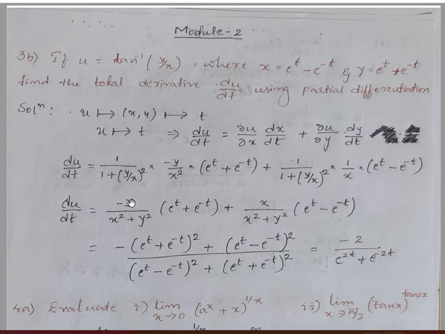And y value is known for us. So, it will be of the form a into a square plus b into b square, I have written. So, expanding this numerator and denominator, I got the answer as minus 2 by e power 2t plus e power minus 2t. This is the partial derivative of u with respect to t.